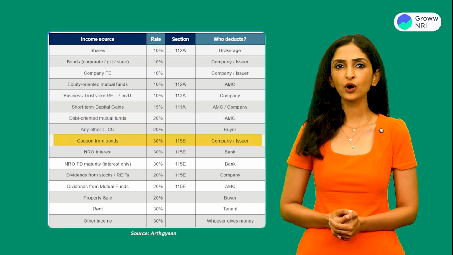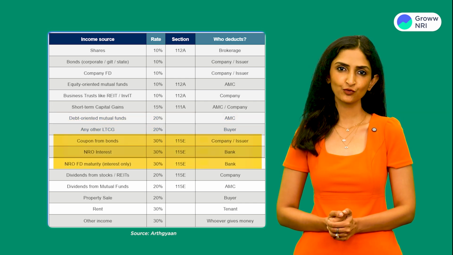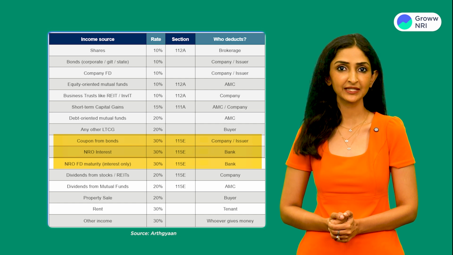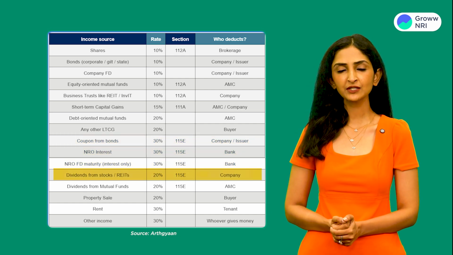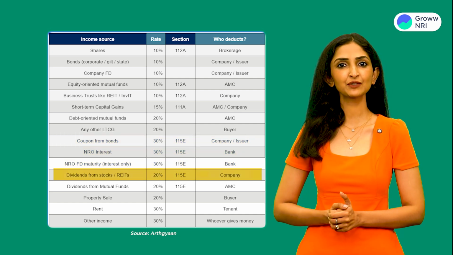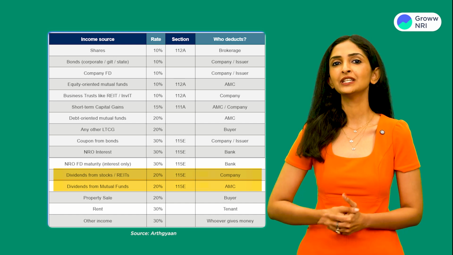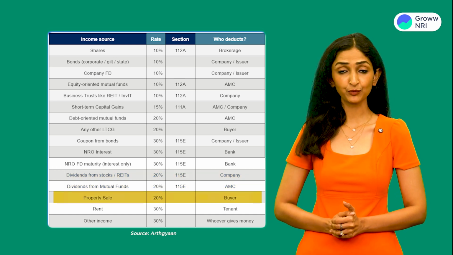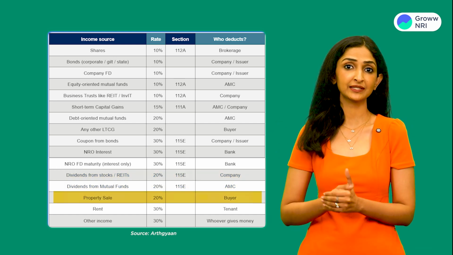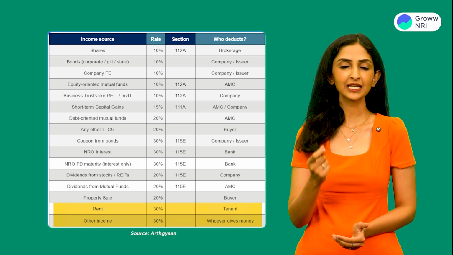For coupons from bonds, NRO interest and NRO FD maturity, the TDS is 30%. If your sources of income are dividends from stocks or REITs and dividends from mutual funds, then your TDS will be 20%. But for property sale, it can be over 20%. For rent and other income, your TDS is 30%.